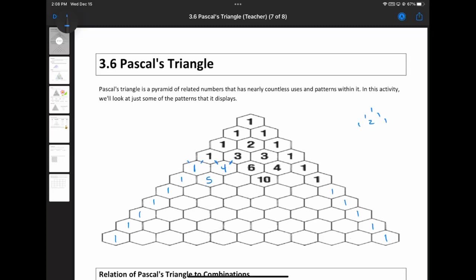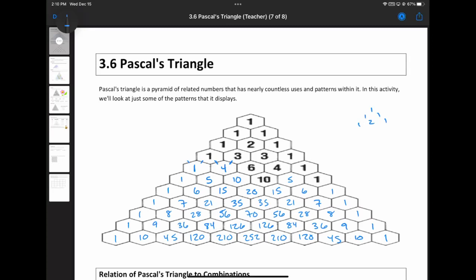5 is 1 plus 4. 10 is 4 plus 6. 15 is 5 plus 10. 10 plus 10 is 20. 20 plus 15 is 35, and so on. So take a moment, fill that in. I'll do the same, and I'll meet you back here in about 2 seconds. And it looks a little bit something like that.